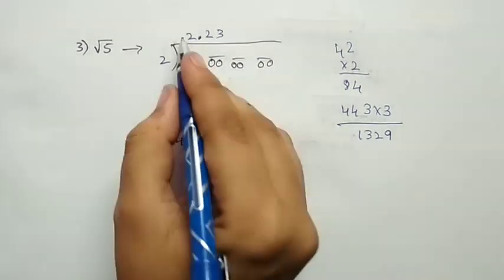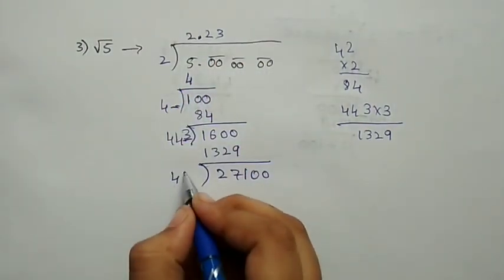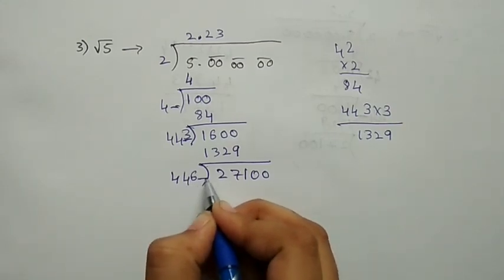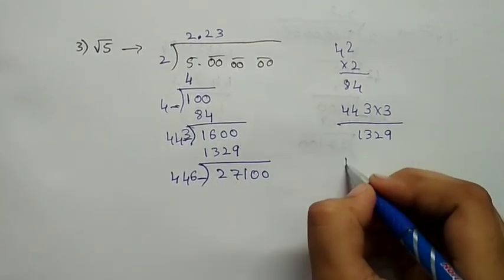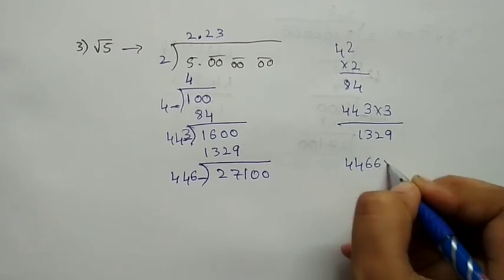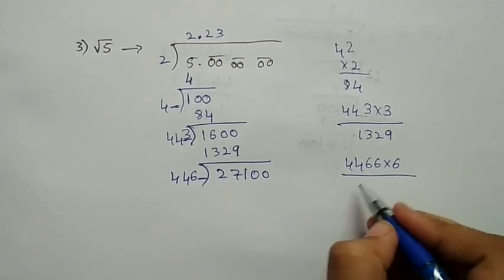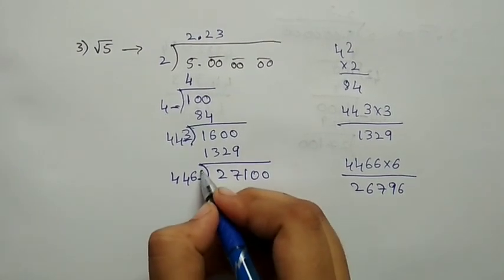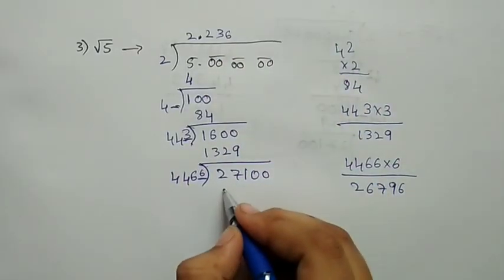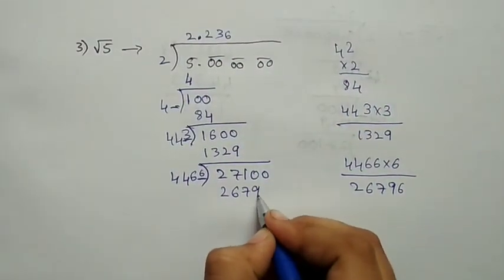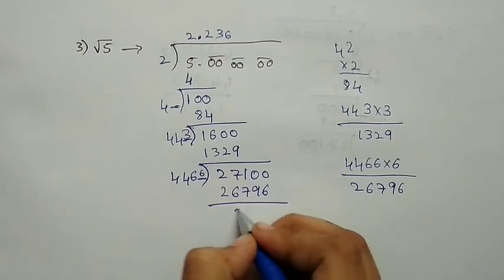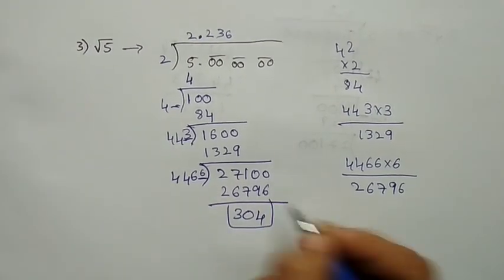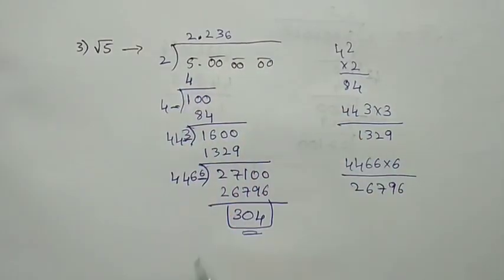Double of 223, that is 446 and another number. Now 4466 into 6 will be 26796. Now we get a remainder of 304. Let's stop here as we got 3 decimal places. So root 5 is equal to 2.236.